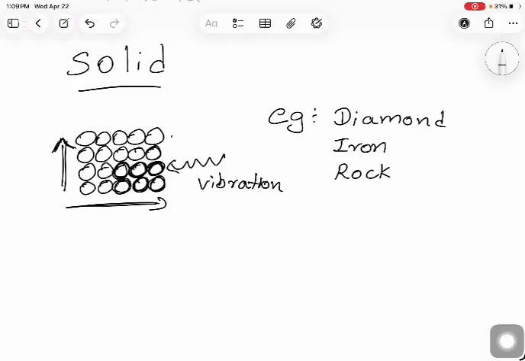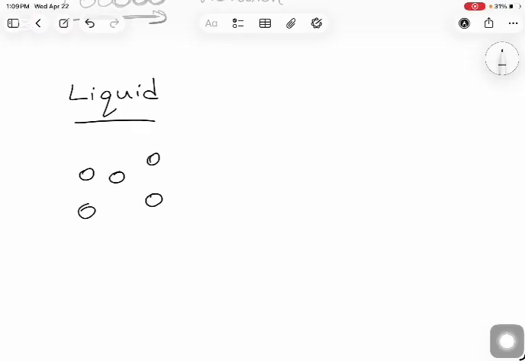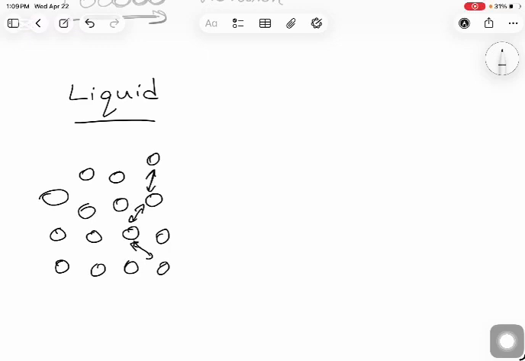Now let us move to the second phase of matter, liquid. Here also I will draw the particle arrangement of liquid. Okay. Here also you can see the distance between particles is greater compared to solid. And also they are not arranged in a regular pattern like solids. It means they are not fixed in a shape like solid.